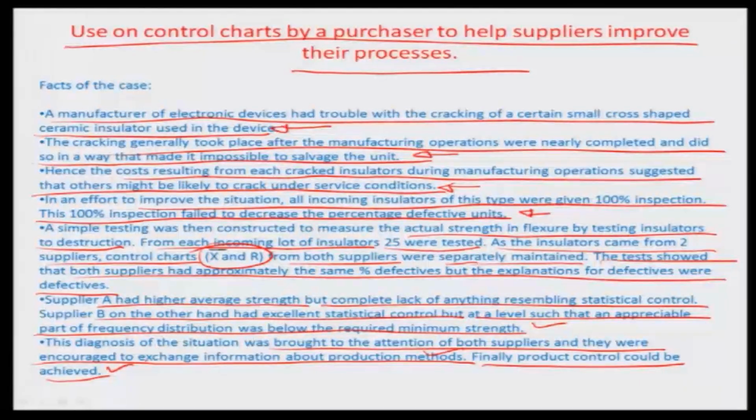So, it shows how control charts were used for checking the defects, which were alternating between the 2 manufacturers, and they were simply exchanged with each other, so that they could have better control of both the processes and learn from each other's strong points.